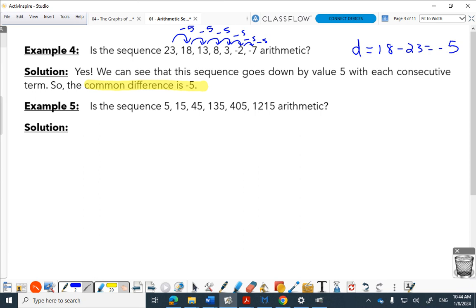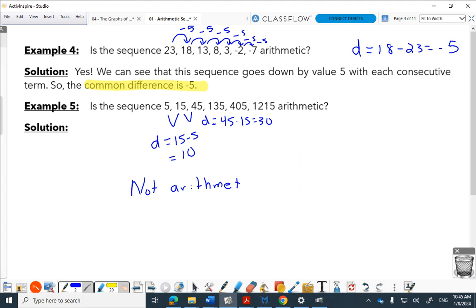Is the sequence 5, 15, 45, 135, 405, 1215 arithmetic? Does it go up by the same amount each time? Let's check. He's establishing one of the most important things of the chapter. Not difficult, but one of the most important things. Here, if it is arithmetic, it should go up by 10 every time. Does it go up by 10 every time? No, this one goes up by 30. So this is not arithmetic.